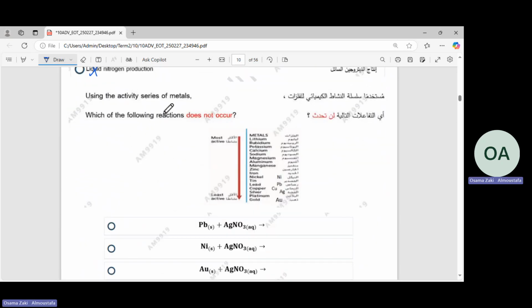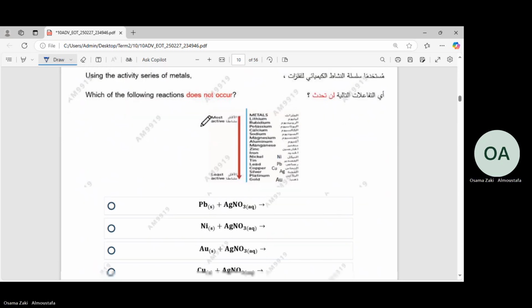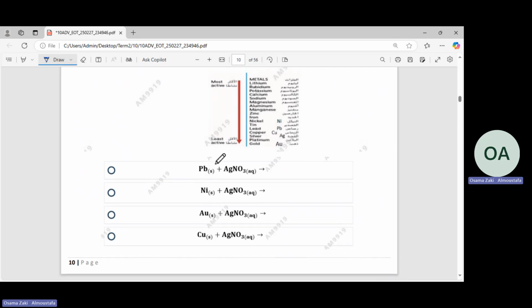Next question. Using the activity series of metals, which of the following reactions doesn't occur? Look. Pb and Ag. Pb is lead. Where is lead? This is lead. And where is Ag? There is Ag. So Pb can kick out Ag because it's more reactive than Ag. Ni. Can Ni kick out Ag? Let's check Ni. Where is nickel? This is Ni, and it can kick out the Ag. So this can take place.